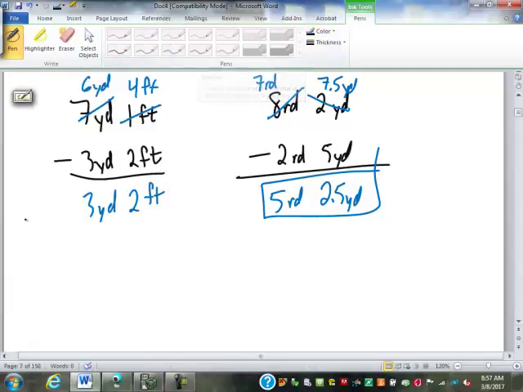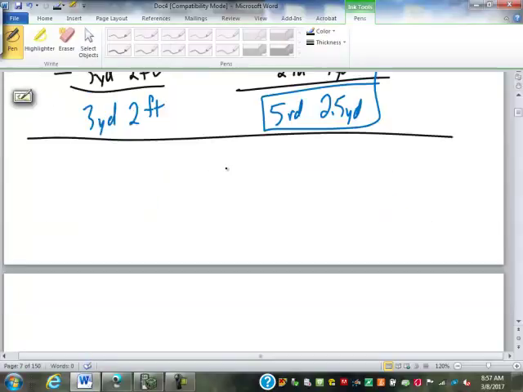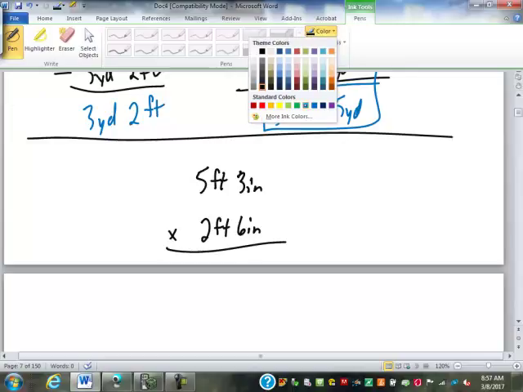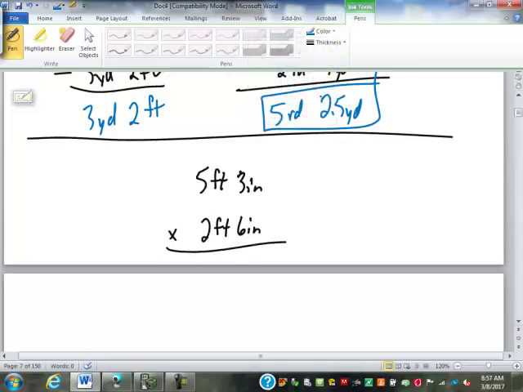When we multiply, we don't deal with those dual units. If I tried to multiply something like 5 feet 3 inches times 2 feet 6 inches, I wouldn't leave it as dual units. I mean, I could, but remember when we talked about mixed numbers with fractions, you have to do this times that and that times that.